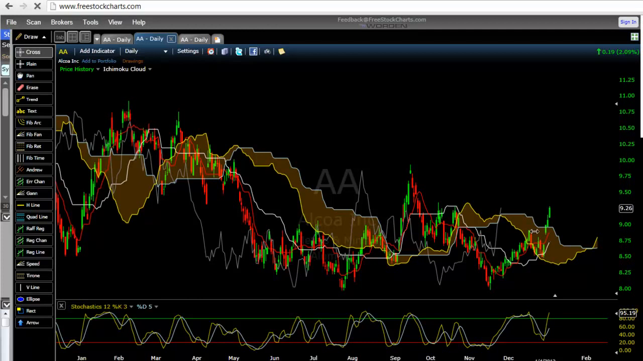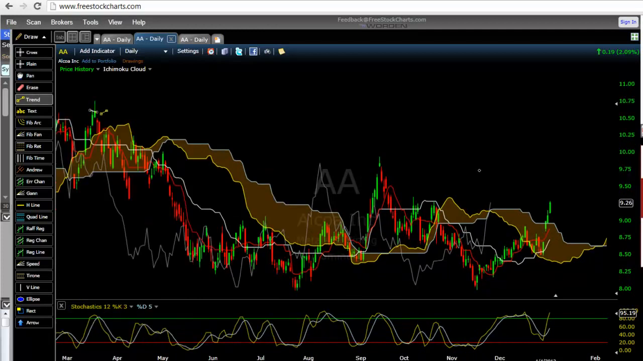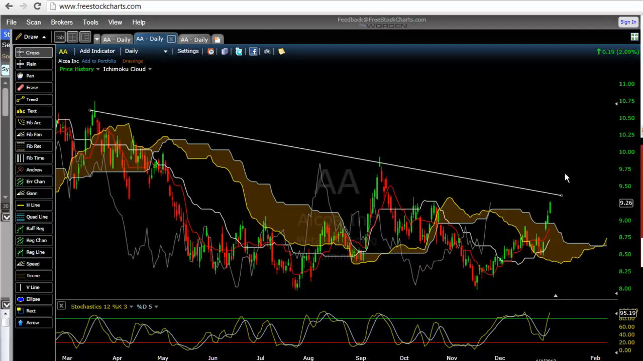Alcoa had a Kumo breakout last week. See this trend line we're headed up to, a possible area for a short, and then a move back down to Kumo before possibly heading higher. Have to check earnings. I believe Alcoa is the first to report, so keep an eye on that as well.